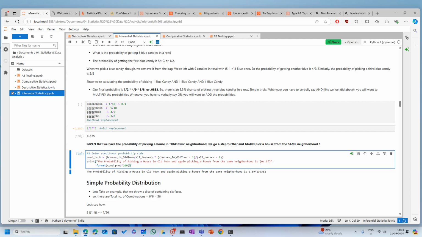Are we subtracting 0.1 from all houses? Here we are subtracting 1 from both old town houses and all houses. It's not 0.1, it is 1.